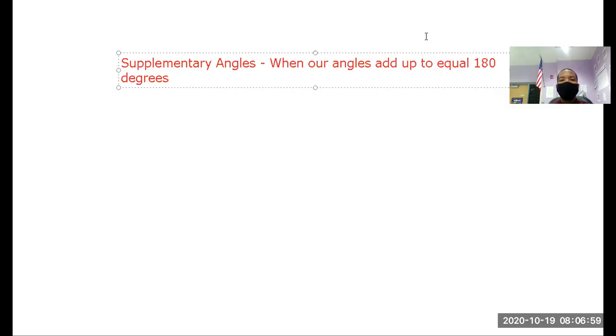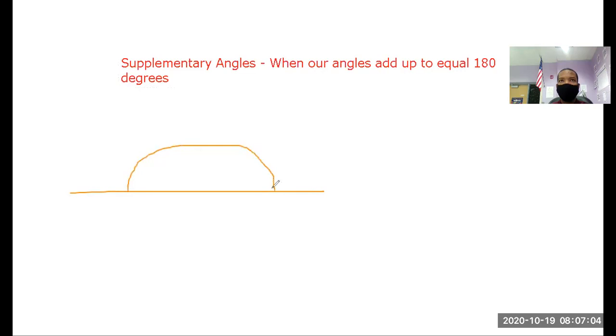For example, this is the 180, right? But say I have two angles. This one right here is, say, 45, and this one is 135. So if two angles are supplementary, they both add up to equal 180 degrees.